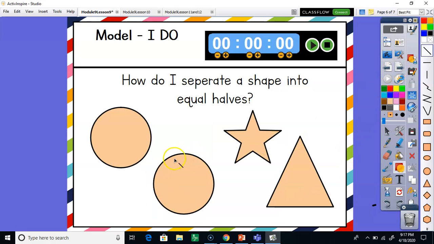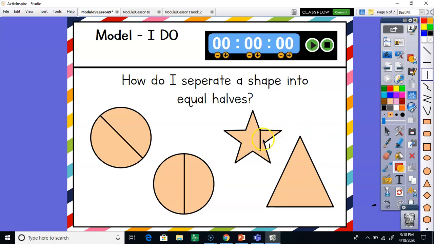Let's take a look at some circles and some shapes that we don't really see that often and see if we can divide them into half. So just like with the rectangle and the square, you can do up and down, but circles are kind of fun because you can go diagonally across them and you can still get equal halves. Or if it's just easy for you to remember, go straight up and down and you can still get equal halves.